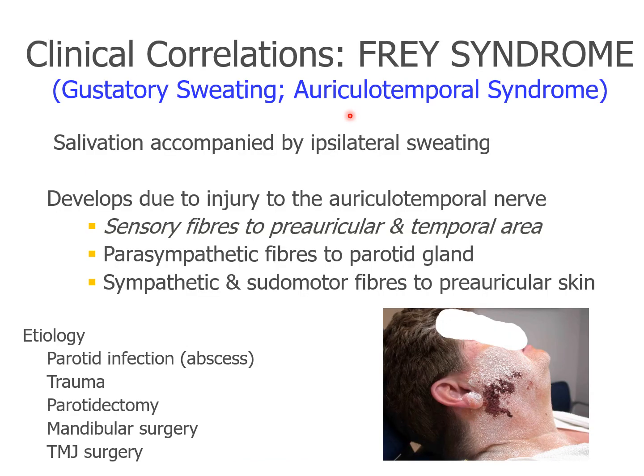A rare but interesting phenomenon related to damage to the auriculotemporal nerve is the Frey syndrome, also known as gustatory sweating or auriculotemporal nerve syndrome. So this condition is characterized by sweating which accompanies salivation. So every time there is salivary stimulation, it is accompanied by ipsilateral sweating in the preauricular region. As you know, the auriculotemporal nerve carries parasympathetic fibers to the parotid gland, the postganglionic parasympathetic fibers, and also the sensory fibers to the skin in the preauricular and temporal region.